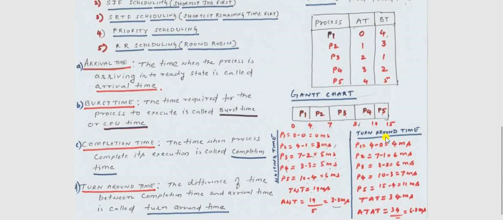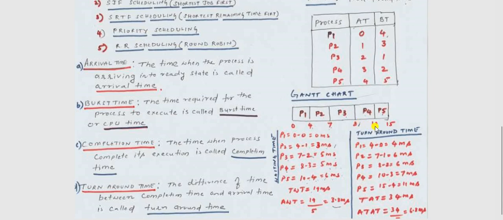Now let us look into the turnaround time. For turnaround time, you consider the completion time of the respective process from the Gantt chart. Take the example of P1. P1 completes at 4 and its arrival time is 0, so 4 minus 0 equals 4 milliseconds. Again P2: completion time is 7, arrival time is 1, 7 minus 1 is 6 milliseconds. Next P3: completion time is 8, arrival time from the table is 2, 8 minus 2 is 6 milliseconds.